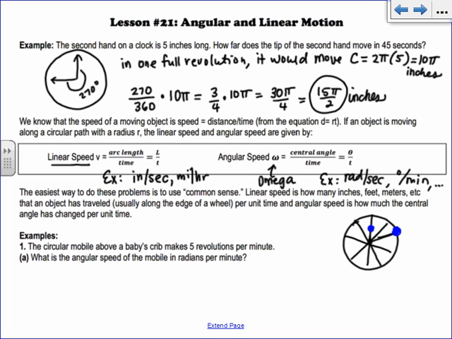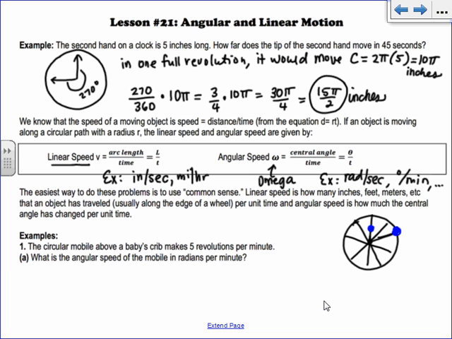Would the angular speed for those bugs be the same? Yeah, it's actually the same. You're still traveling the same 360 degrees per whatever time. Does that make sense? You kind of have to think about it a little bit. All right, the circular mobile above a baby's crib makes 5 revolutions per minute. What is the angular speed of the mobile in radians per minute?